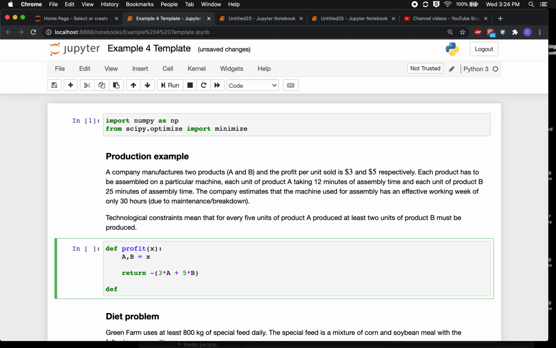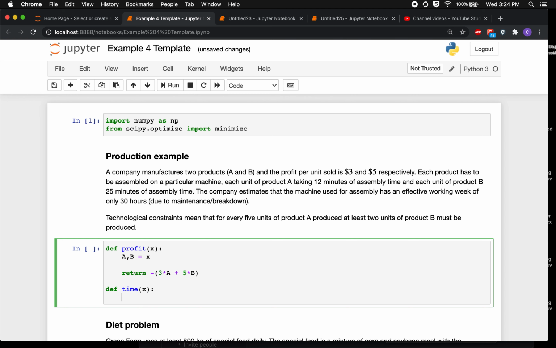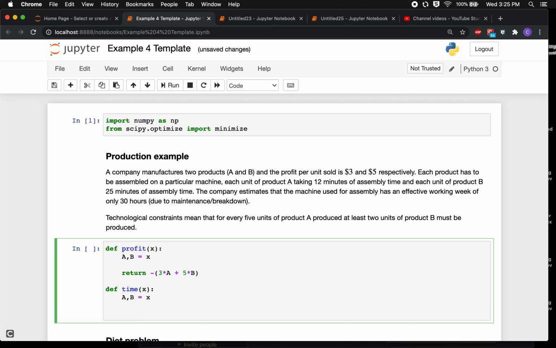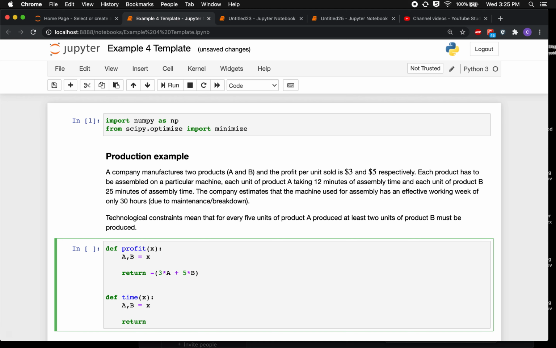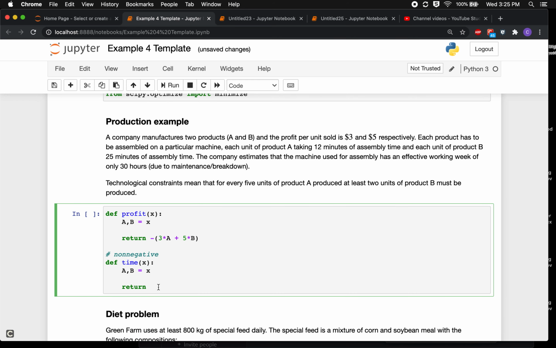So the next thing we're going to have is our time constraint, right? And so again, I'm going to unpack my 2 variables just to make it a little bit easier. So I have my x and unpack it. And what we determine, so all constraints, so this is going to be an inequality constraint. And basically, all inequality constraints are non-negative, right? And so what this means is that at most I can use 30 hours. So what I'm going to say is 30 minus A, and each unit of A is 12 minutes times 60.